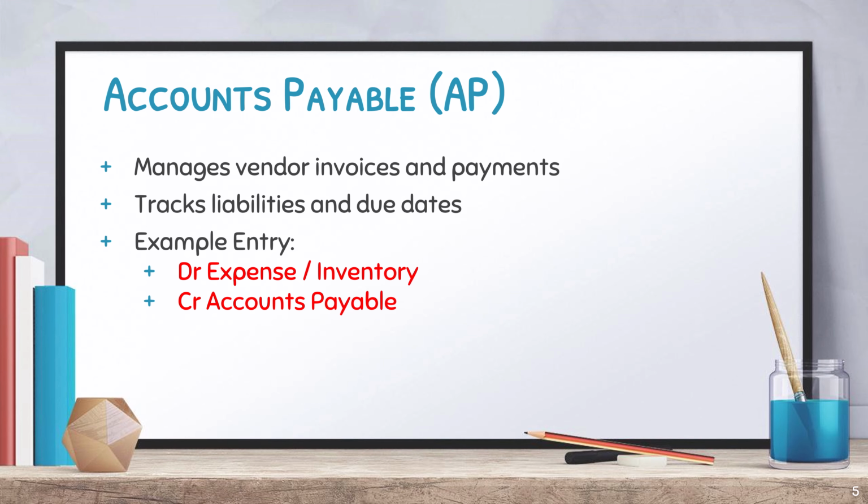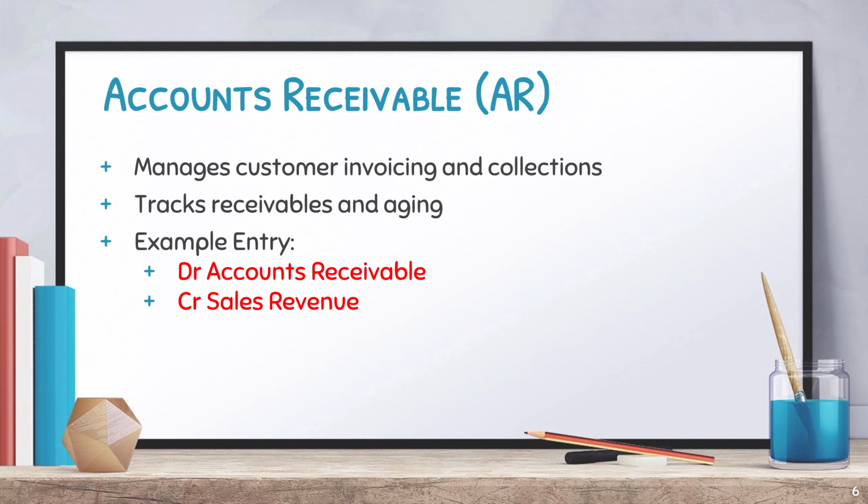Supporting this is the Accounts Payable module, which manages vendor invoices and payments, tracks outstanding liabilities, and monitors due dates. For example, when a company receives an invoice from a supplier, the typical journal entry might be debit expense or inventory, and credit accounts payable, capturing both the cost incurred and the obligation to pay.